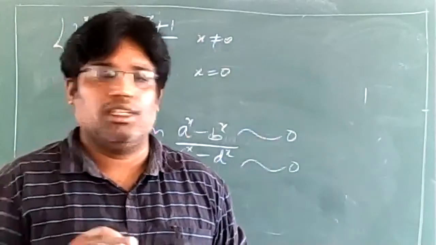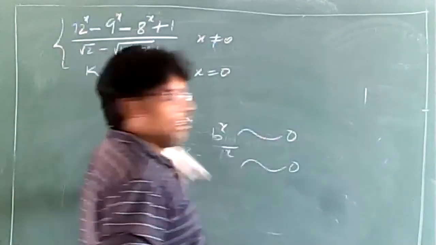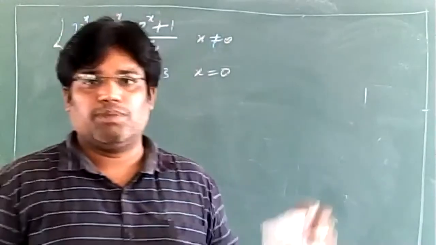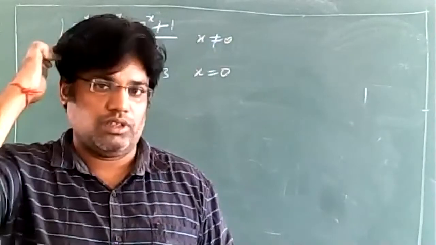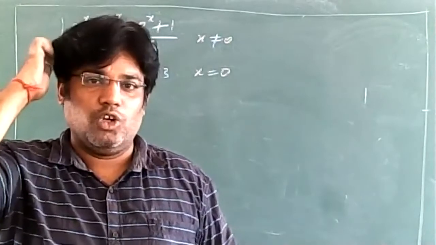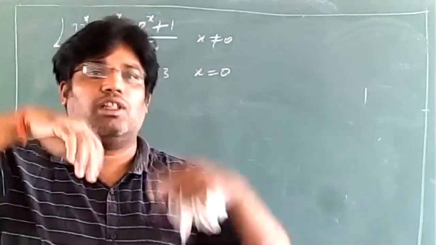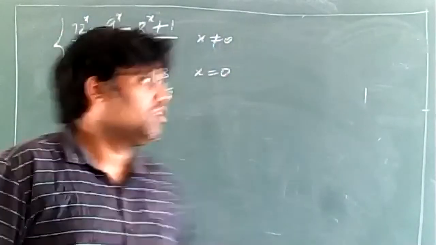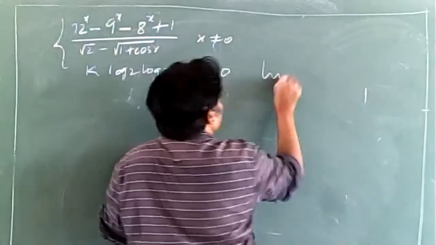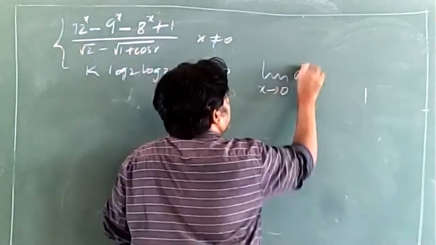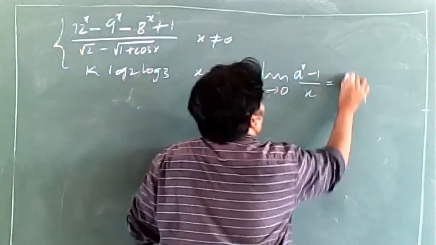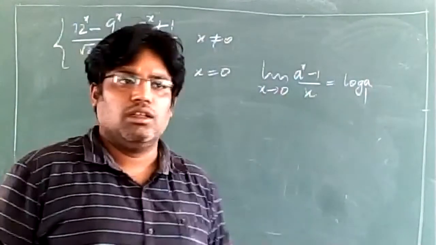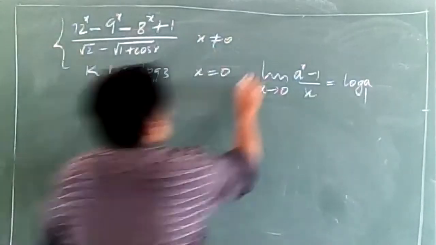So what I suggest is, whenever you have exponentials like 2 power x, 7 power x, 3 power x, don't try to use L'Hopital's rule, because the numerator or denominator will not leave 0, it will always be equal to 0. You cannot apply the limit. So I suggest you to use these formulas. Limit x tends to 0, a power x minus 1 by x is log a. I suggest you use mine.